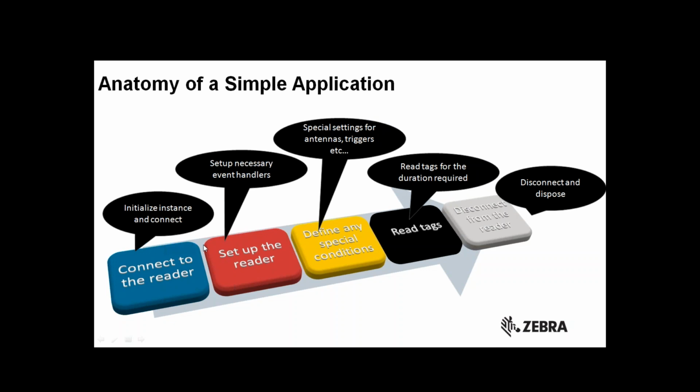So, essentially ensuring that the event handler is there for the reader, so that when the data is coming in, it knows what to do with it. Then set up any specific settings for the antennas. Be able to set up any triggers. I'll actually show you some interesting things that Zebra RFID computers are able to do, but you will specify that within your application.